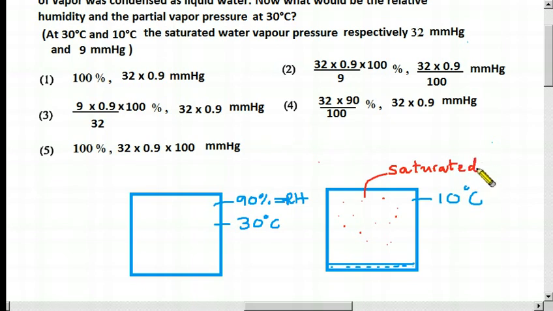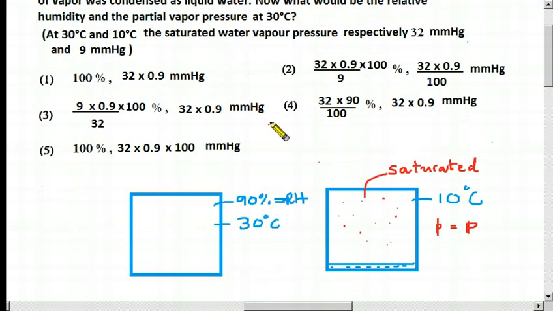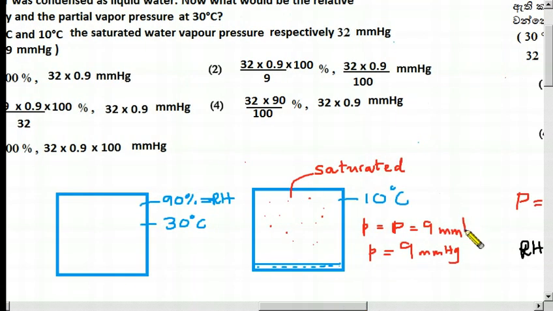Vapor is saturated. That means simple P equals capital P. So capital P is given at 10 centigrade, 9 millimeter. Capital P is 9 millimeter. Then that must be equal to simple P. Hg millimeter.